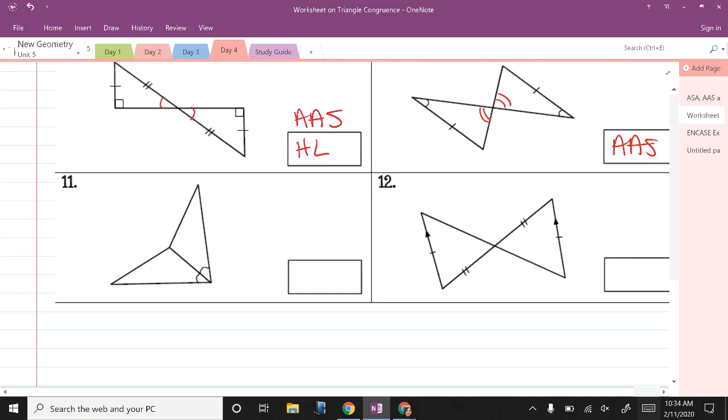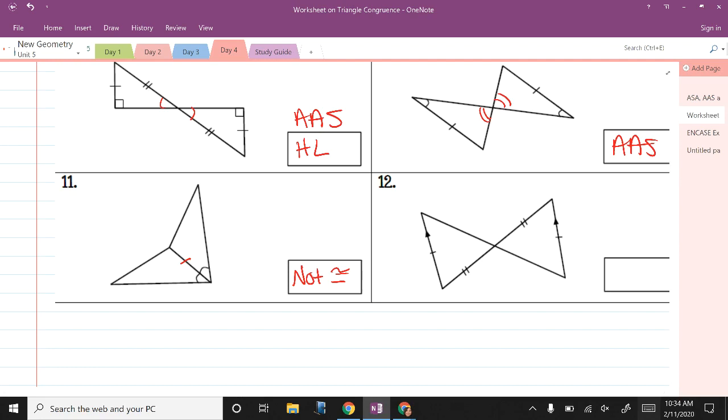Number 11, is there something congruent that's not marked? They share that segment, correct? So the reflexive property says it's congruent to itself. So I only have one pair of angles and one pair of sides. Do I have anything else that's congruent that we know of? No. So can I say those triangles are congruent? No. So that's our other one that's not congruent. Not enough information. I need another pair of sides congruent or another pair of angles.